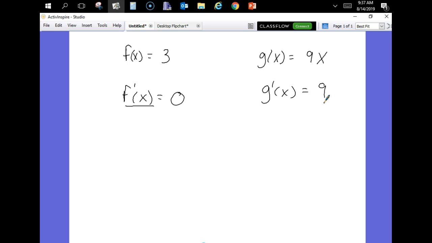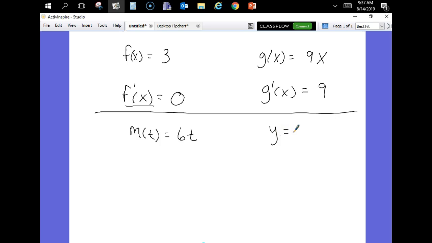Okay? I see some twisted eyebrows. So just in case, I want to give you guys a little more practice. How about m of t equals 6t? And how about y equals 8? I would like you to find m prime of t, and then I would like you to find y prime. See if you can find both of those. I'll give you a second.